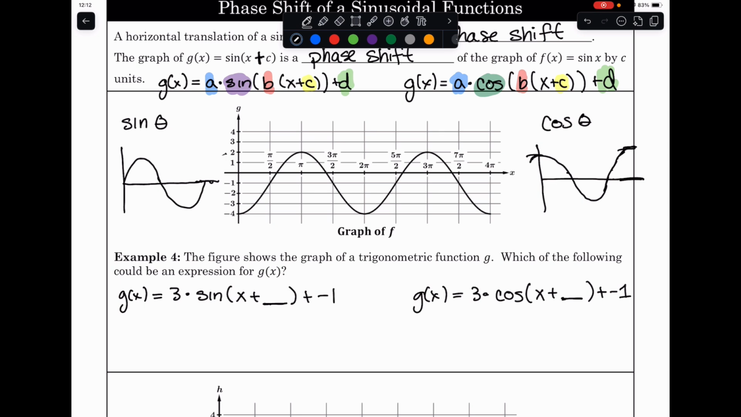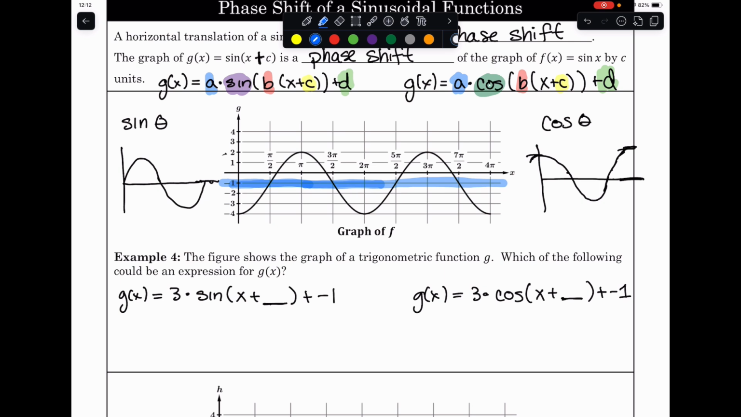Instead of trying to figure out how many units I moved it from the origin (0, 0) to the left or to the right, I'm going to find a point that's on the midline for sine. So let me highlight my midline and simply see what that value is and how many units I need to move it back to the origin.